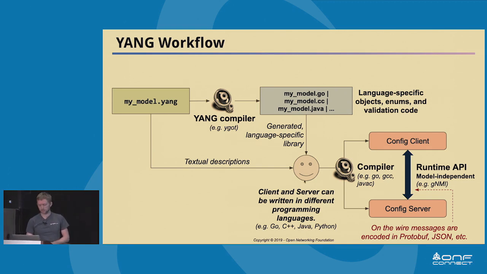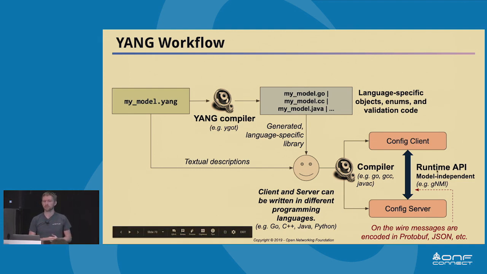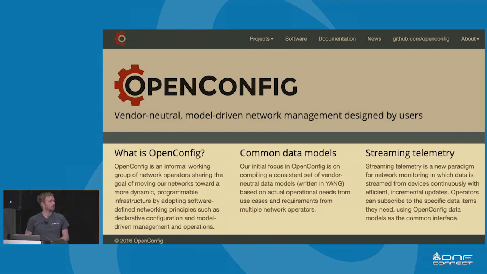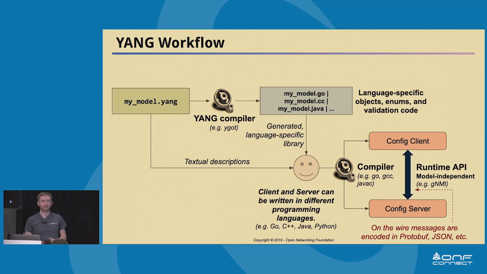And the other thing to note is that clients and servers can be written in different languages. So you could have a Python client talking to a C++ server. You could have a Java client talking to a Go server. It's really mix and match because our on-the-wire and our runtime API are programming language independent. So next, before we go on to that, any questions about Yang, Yang schemas, anything?